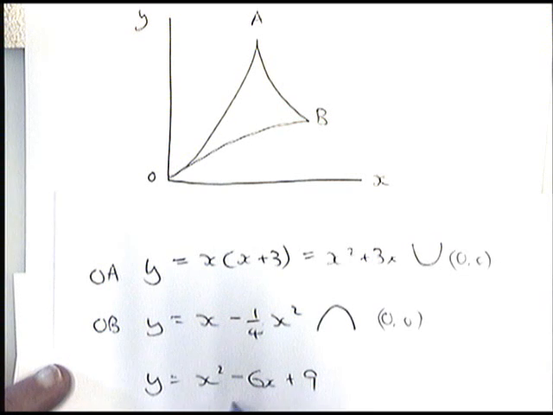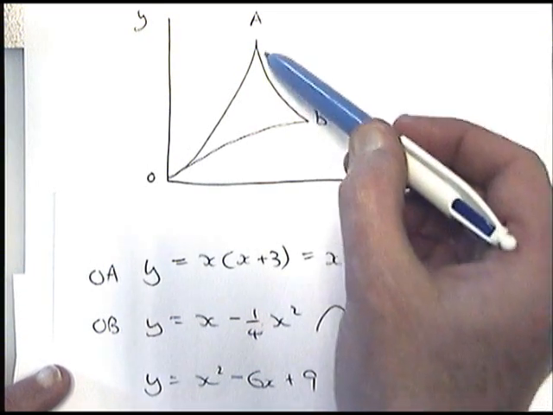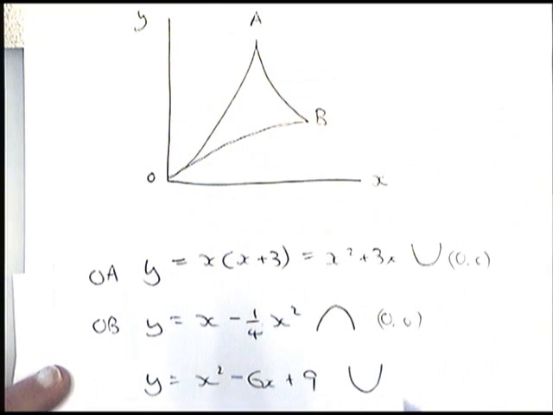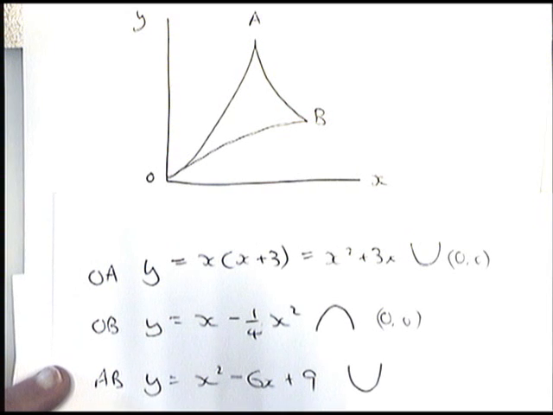Final one, again, it's a quadratic, a positive x squared, so it's that sort of shape. When x is 0, that bit is 0, this bit is 0, y will be 9. So it goes through the y-axis at 9. Well, this bit here could be a happy quadratic, which cuts the y-axis at 9. So that is the curve AB.